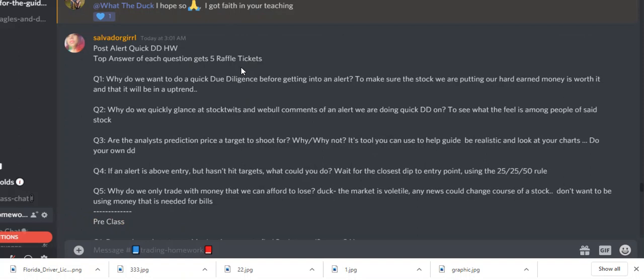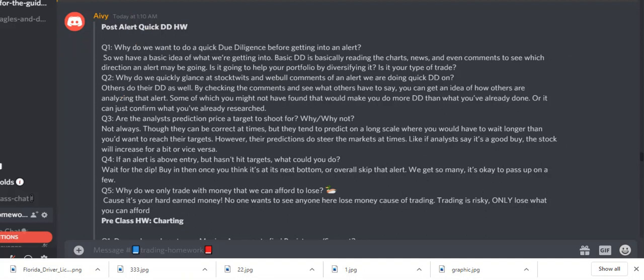Are the analyst prediction prices a target to shoot for? Why or why not? It's a tool you can use to help guide yourself. So be realistic and look at the charts. Do your own due diligence. A lot of those analyst price predictions will say that a $2 stock is going to go to $37. It's not going to go to $37, maybe in 7 years, but a lot of them are a little bit over embellished. So do your own due diligence, be realistic, and look at the chart. It's completely correct.